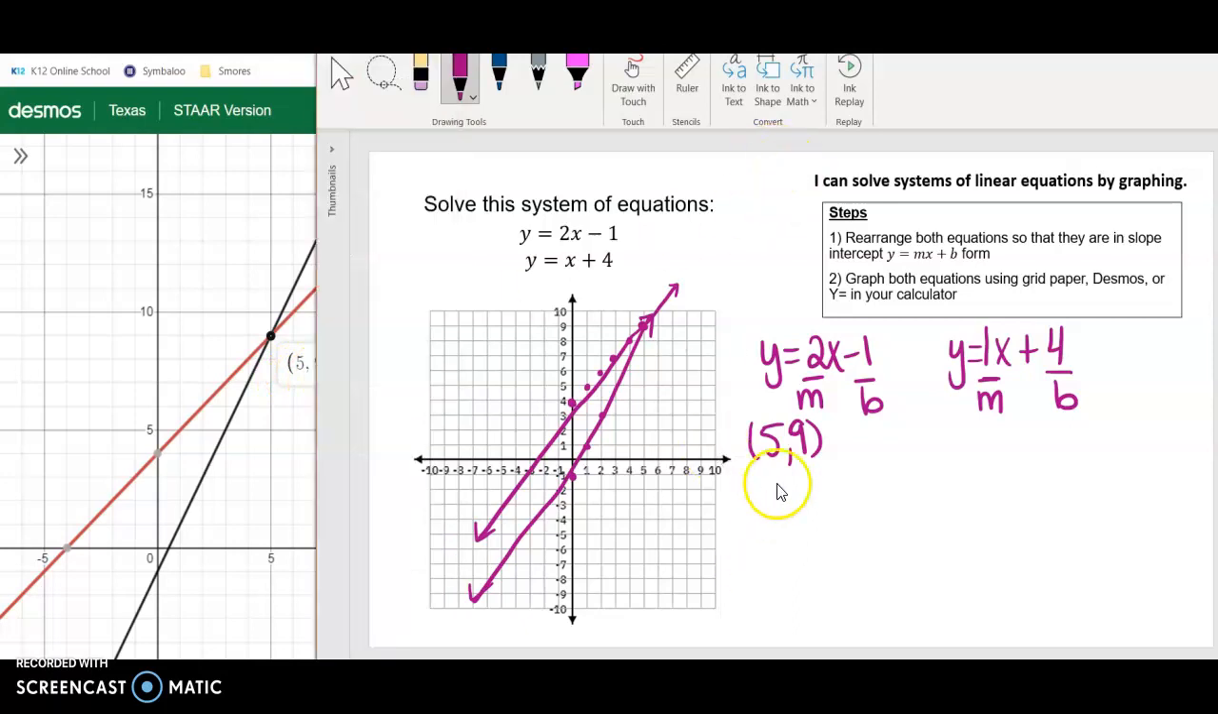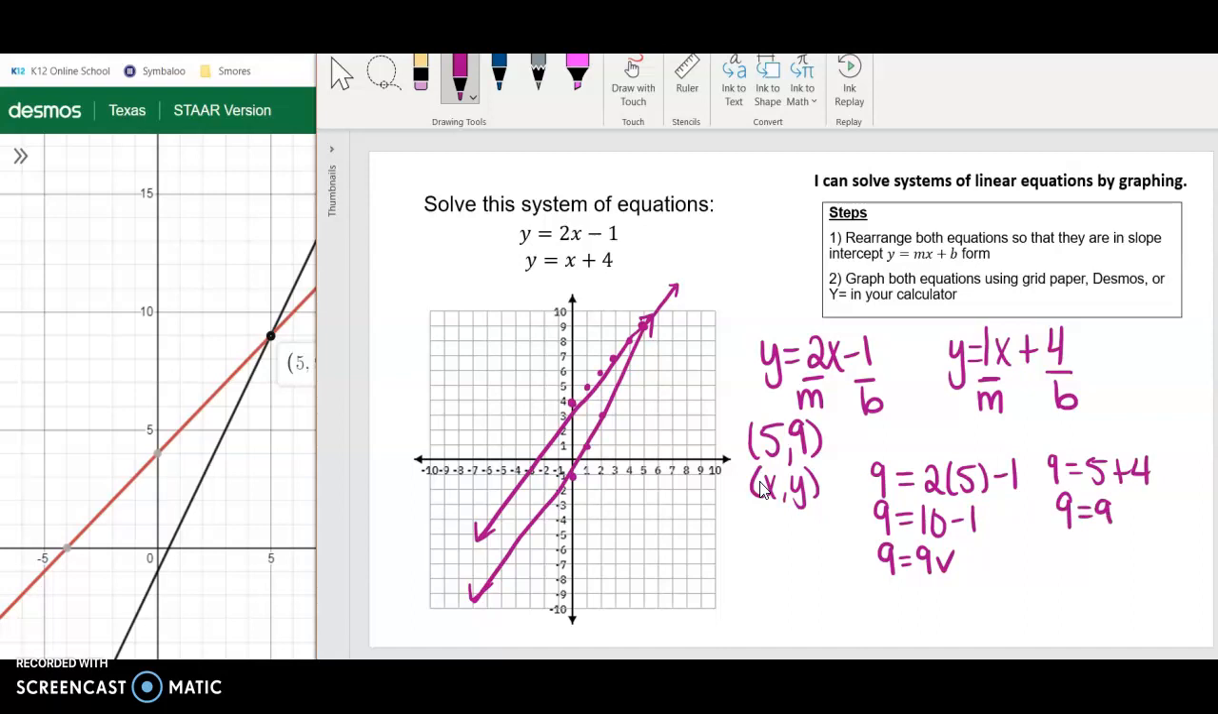So this is in fact the solution to the system of equations, which you can verify like I showed you on the previous slide. You can plug in 5, 9 for x and y and make sure that it is a solution. So you would have 9 equals 2 times 5 minus 1, which is 9 equals 10 minus 1, which does tell you that 9 equals 9, which is true. If you plug it into the second equation, you get 9 equals 5 plus 4, which once again is telling you that 9 equals 9, which is true. So 5, 9 is the solution to this system of equations.